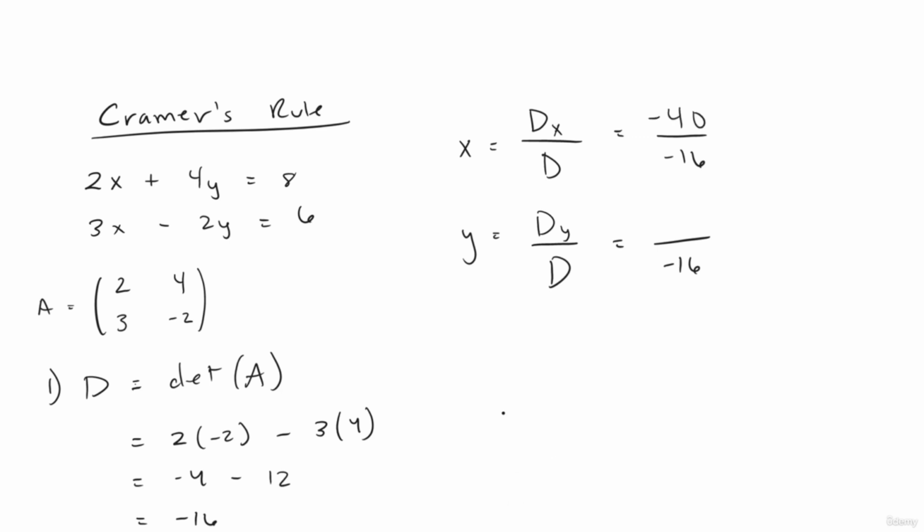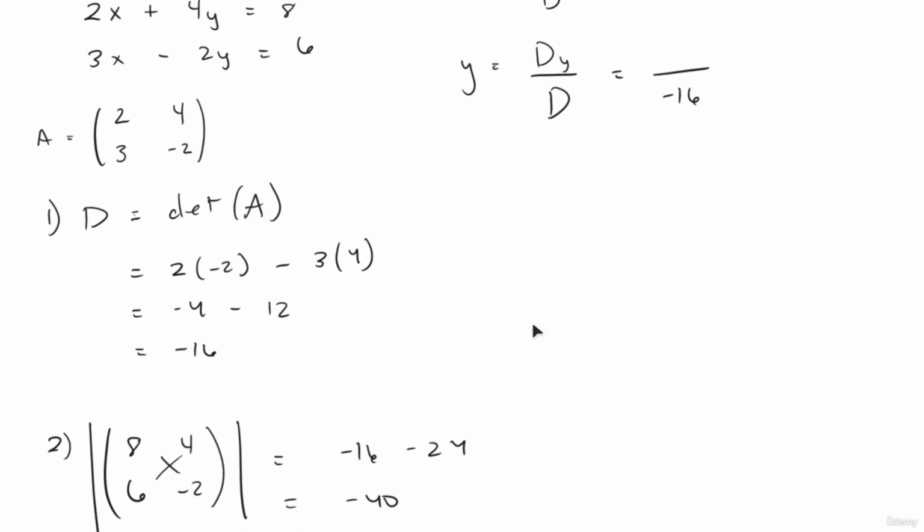And if we simplify this further, we can see that these negatives cancel out, and then we can simplify this down. If we divide by 8 right here on both numerator and denominator, we can get down to 5 over 2 for x, which is the exact same answer we got using back substitution. And so that's some reassurance.